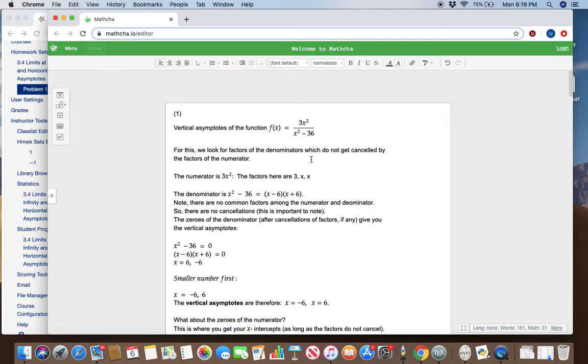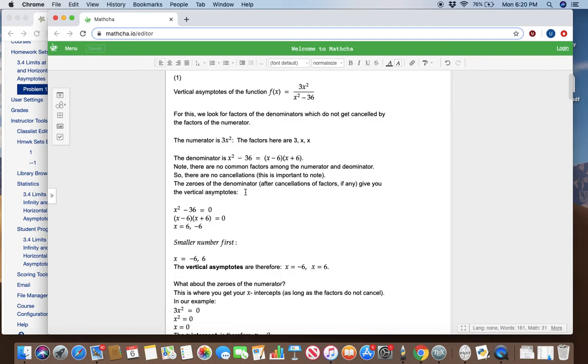Now we look for factors of the denominators which do not get cancelled by the factors of the numerator. Numerator is 3x squared. Well, what are the factors of 3x squared? 3, x, x, x repeats. What about the denominator? That is x squared minus 36. This is difference of squares, you see. So that is (x minus 6)(x plus 6). Now, look at the numerator and denominator factors: 3, x, x, x minus 6, x plus 6. There are no common factors, no cancellations. So we are fine to proceed.